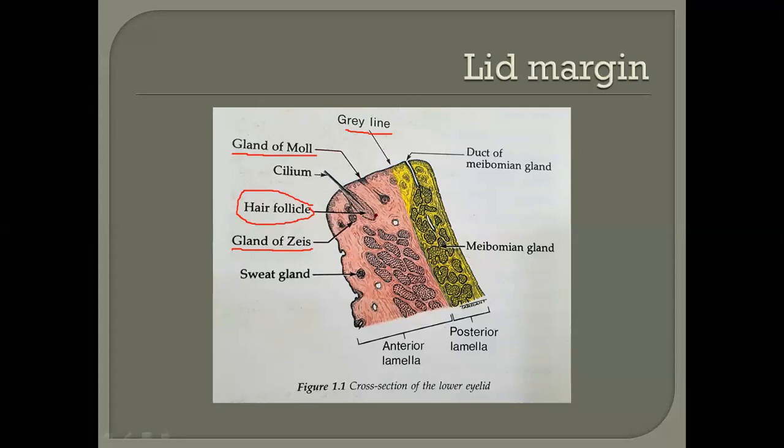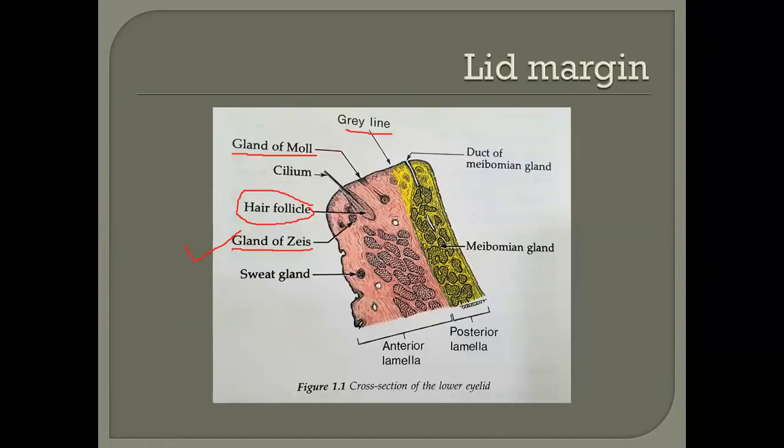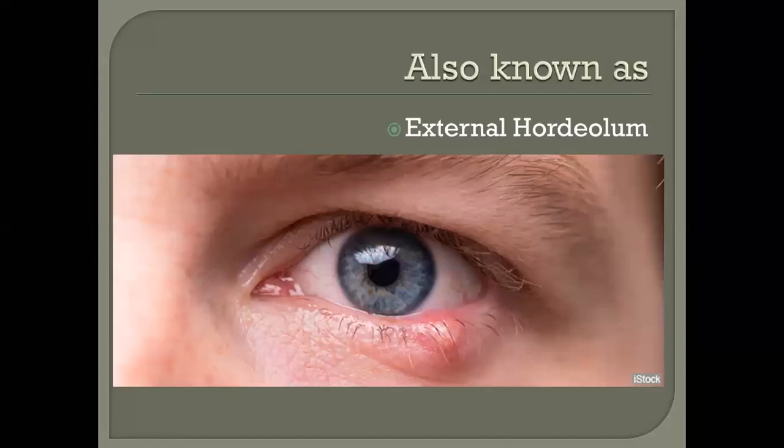So what is a stye? A stye is an infection of the gland of Zeis, which is a modified sebaceous gland. You can see at the root of the eyelashes a small pus point like an abscess, which is also known as external hordeolum. External hordeolum is stye. When a chalazion is infected, we call it internal hordeolum because it occurs in the posterior lamella. While this occurs in the anterior lamella, we call it external hordeolum.